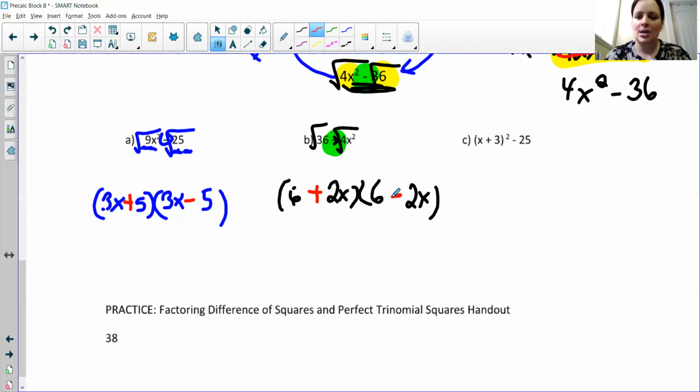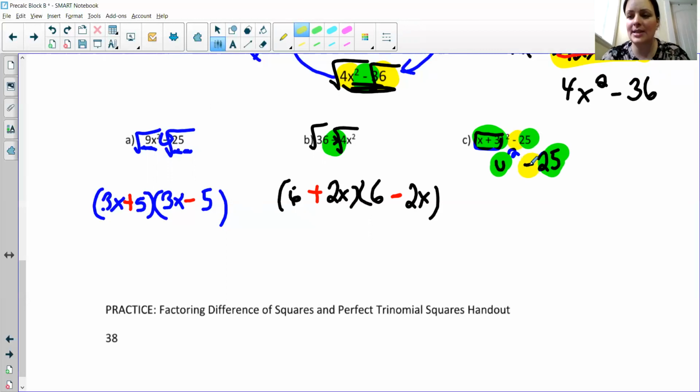Let's do the next one. So this might look a little freakish, but if it does, you can do what's called a U substitution, which we're going to cover later. Instead of looking at all that stuff in a bracket, just replace it with a U. So U squared minus 25. Is that a perfect square? Yes. Is the second term a perfect square? Yes. And is the symbol on the second term a negative? Yes. So this is a difference of squares as well.